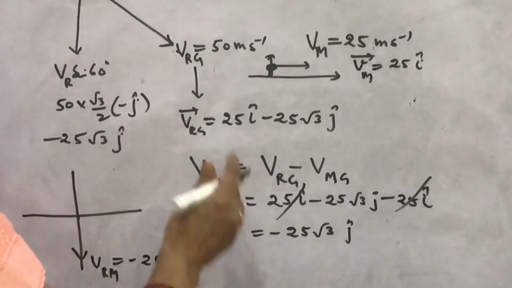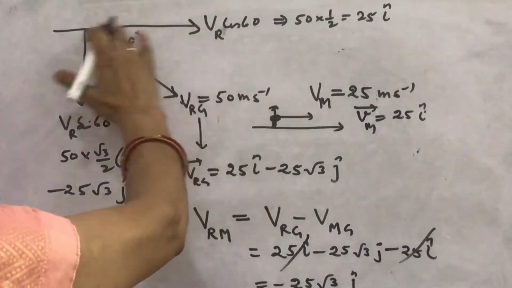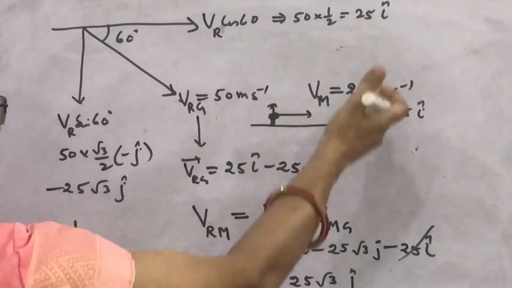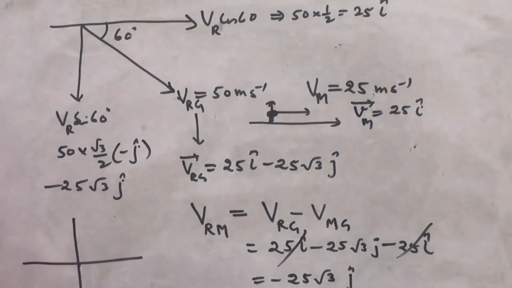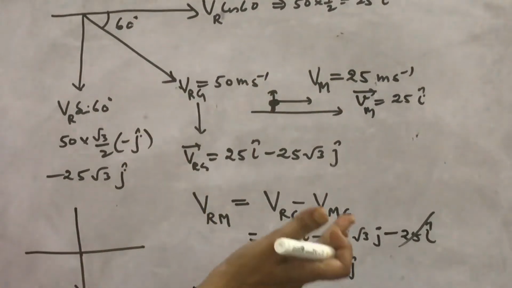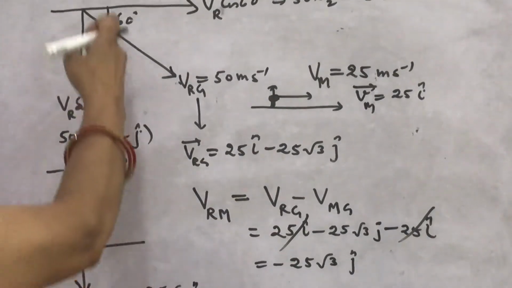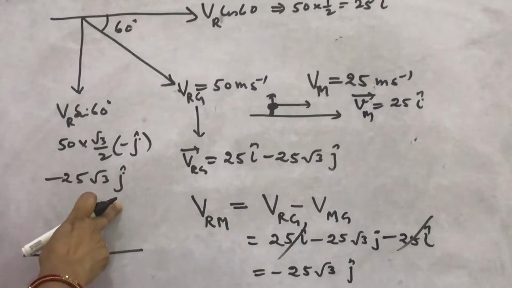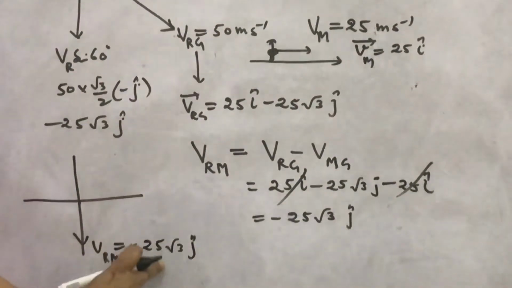So you can also see that whatever is the component of rain velocity in the direction in which the velocity of man is observed, both are same. What is the relative velocity of these two vectors moving parallel with equal magnitude? 0. What is the effective velocity? Only the vector which is left is this one, VR sin 60, and the resultant you have got is VRM = minus 25 root 3 j cap.